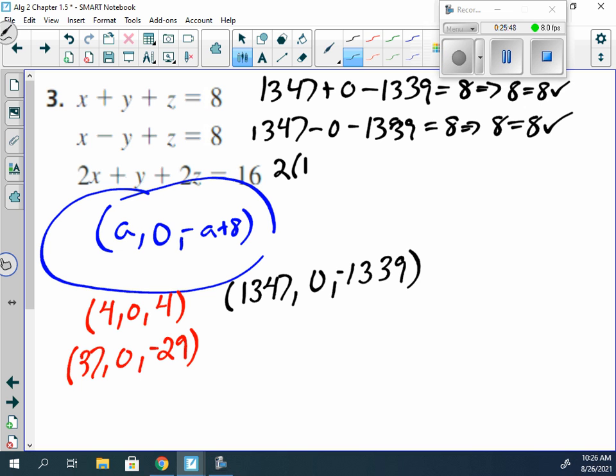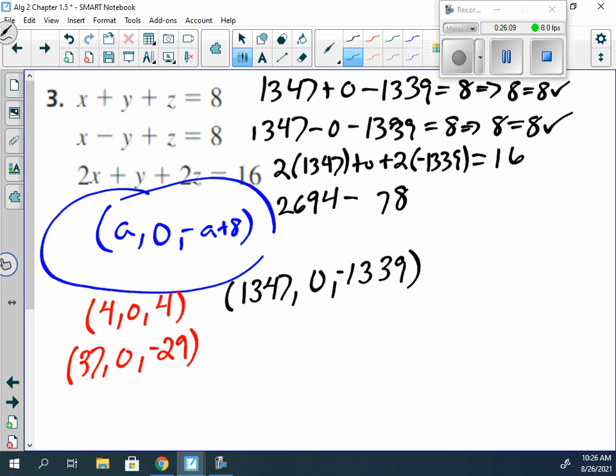Here we're going to have 2 times 1,347 plus 0 plus 2 times negative 1,339 equals 16. So here, 2,694 minus 2,678 equals 16. So it does work.